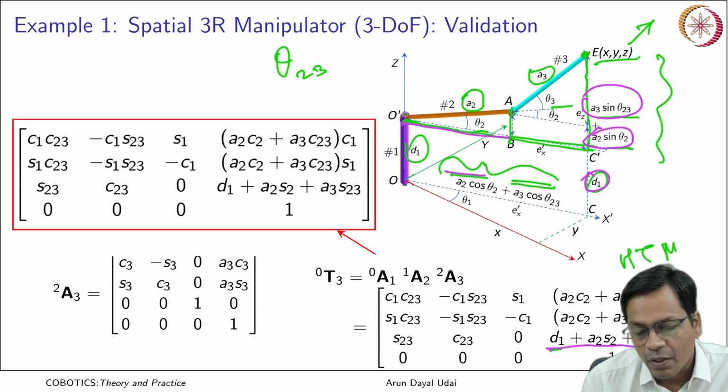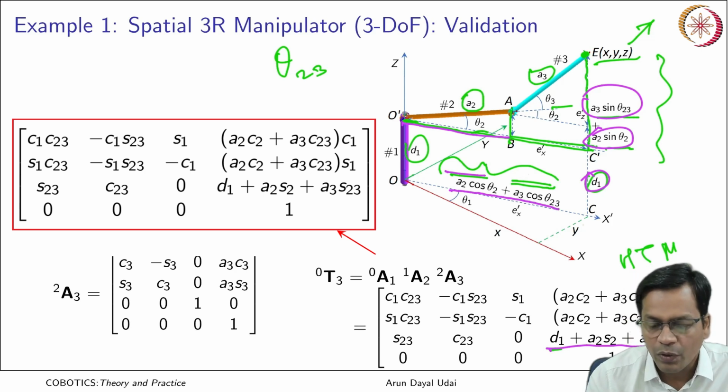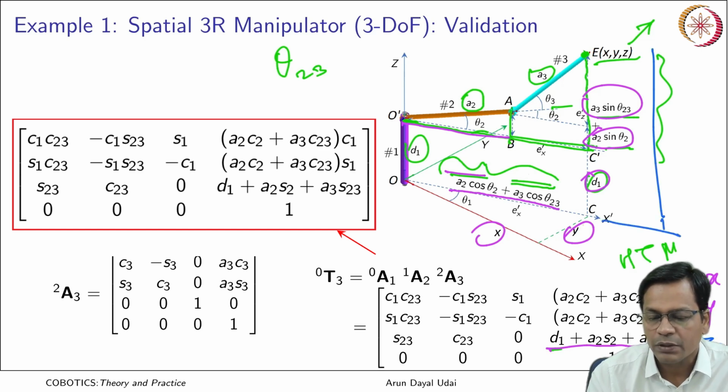Now as this is the horizontal projection, x and y would be simply the component of this along x and along y. So that gives you this, that is x, this is y, and this was your z, whole of this. Got it? So this is your z. So you see you can quickly validate. So this is your end effector position.